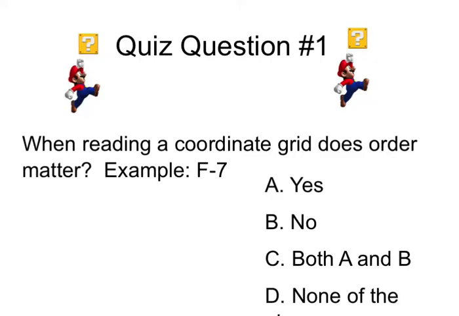Okay, so we're going to start with a quiz question right off the back. The quiz question says, when reading a coordinate grid, does order matter? Example, doing F first and then going to 7. Does it matter being in order? Go ahead and pause and answer this question.